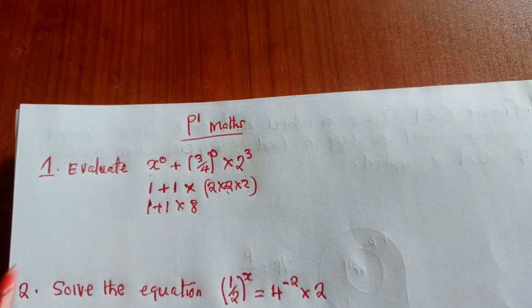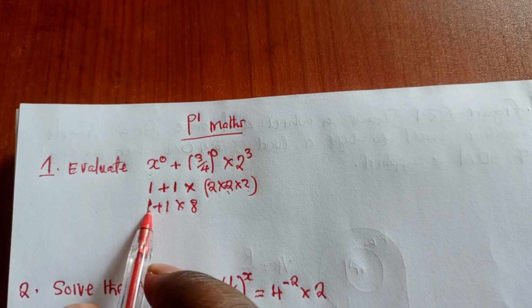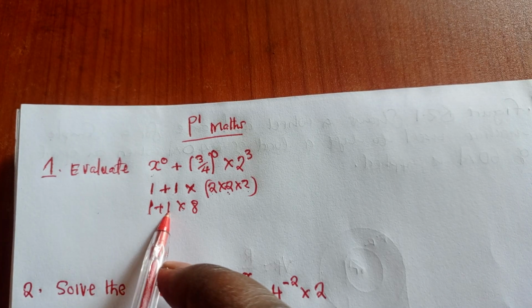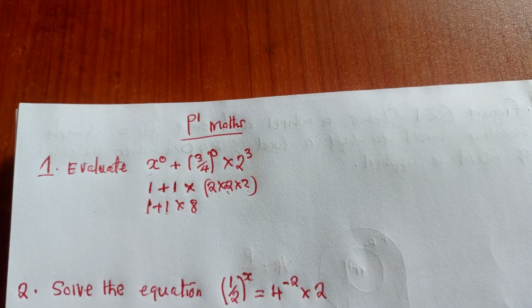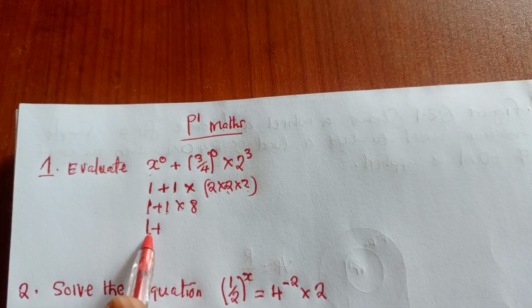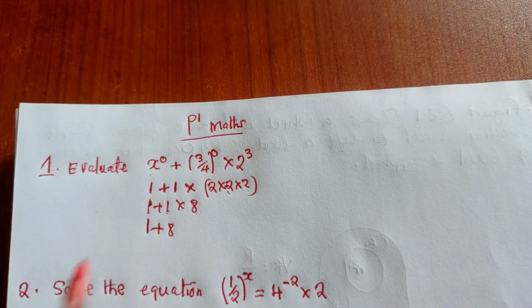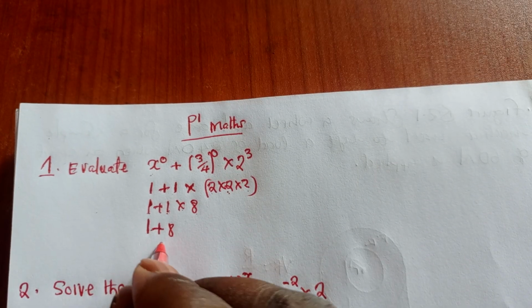As you can see, we have a plus here and times here, so you start with multiplication. That's the order of BODMAS, the order of operation. So you cannot start by saying 1 plus 1 is 2, then 2 times 8 is 16. The answer will be wrong. So first you multiply 1 times 8. This one maintain it, then plus it. So 1 times 8 is 8. Then now you add 8 plus 1, which is 9.